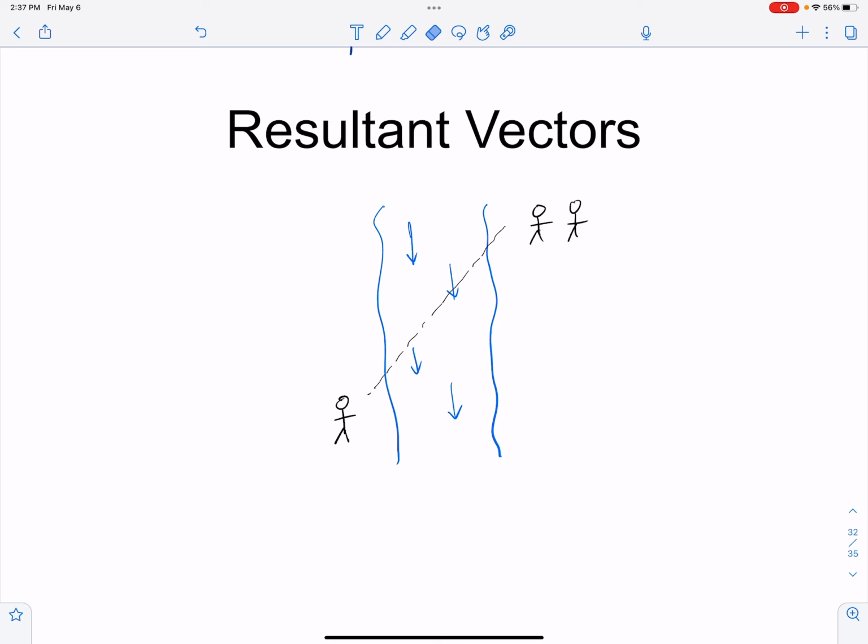If you're head down, just kicking and paddling or using your arms, you may end up more downstream over here, depending on what the velocity of the current is. So that would be your actual velocity. There's the velocity that you're trying to swim, then the velocity of the current, and then the actual velocity, the actual speed and direction that you end up traveling in, which is a third vector quantity.